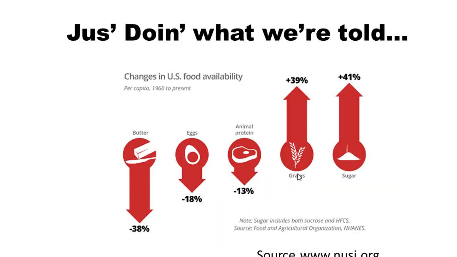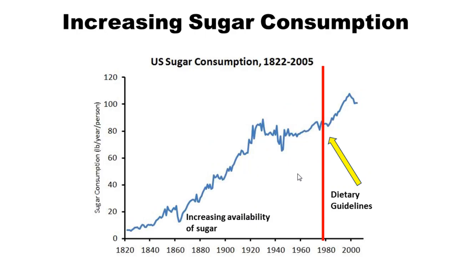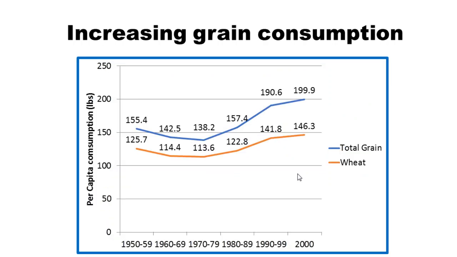If you look at food availability, people stop eating eggs, butter, and animal proteins, and they eat a lot more grains and sugars. So mostly refined grains, mostly sugars. And if you look at sugar consumption, it goes up, right? If you look at the dietary guidelines, that's where everybody says, oh, fat is bad for you, therefore you should eat low-fat candy. So therefore sugar, which they never said you should eat more sugar, but it does go up because that's what people got told. And people are eating more grains as well.